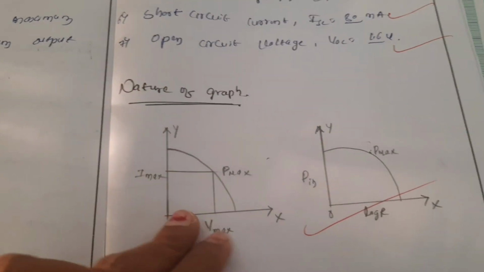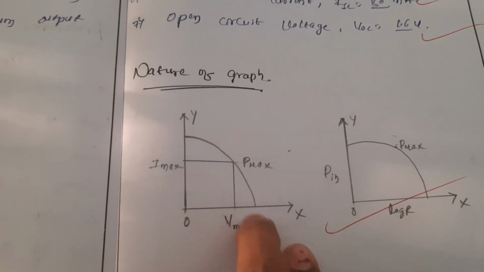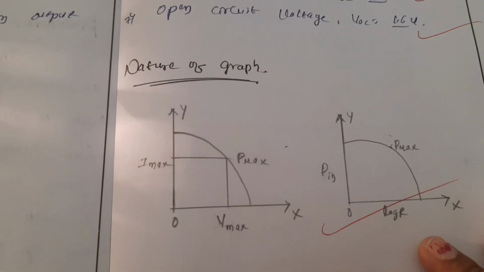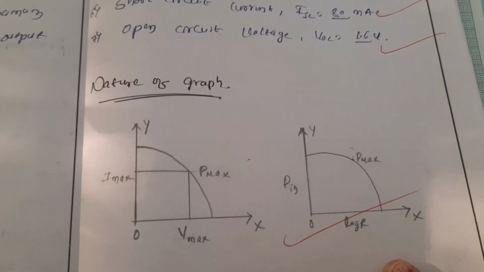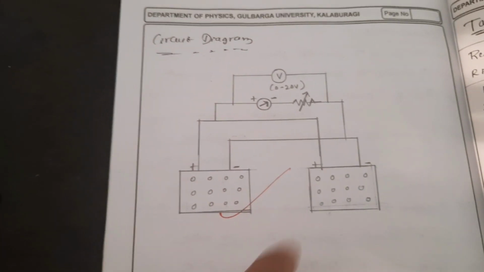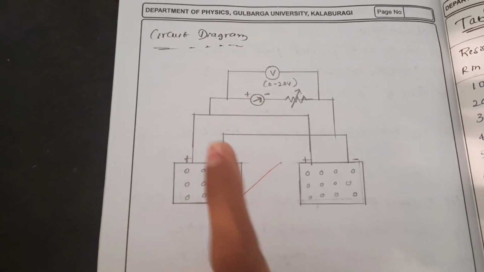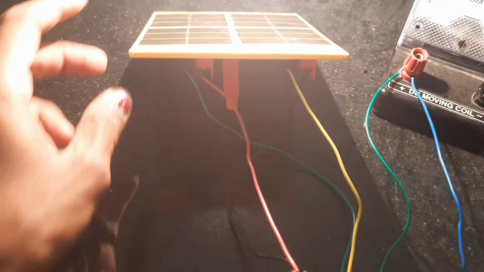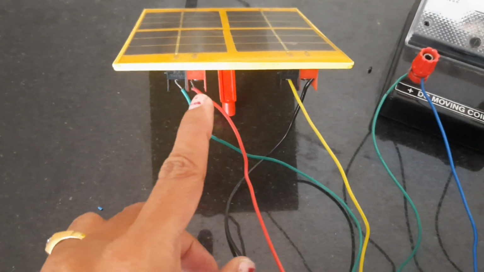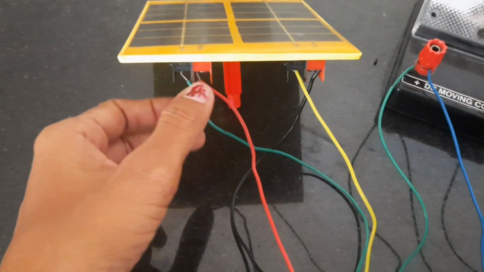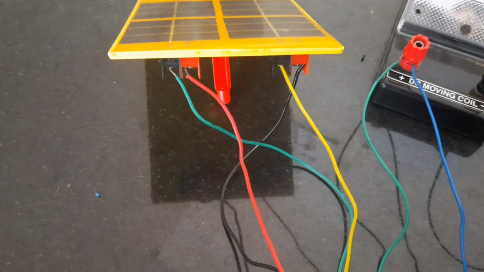Next, the nature of graphs. You have to draw current versus voltage, and input power versus log R resistance. There are two graphs, and you can see the circuit diagram. According to this diagram you have to make the connection. Here you can see the positive and negative terminals. Positive is red, negative is black.